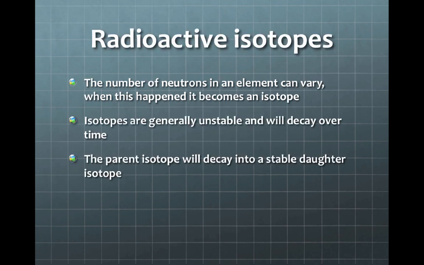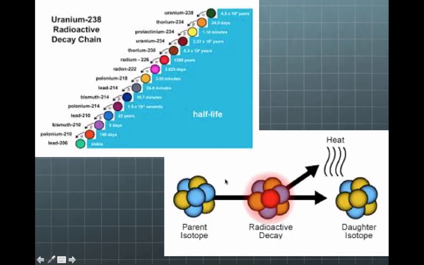Radioactive isotopes are atoms where the number of neutrons in an element is different than what it should be. The number of neutrons can vary, and when this happens, it becomes an isotope. Isotopes are generally unstable and will decay over time. The parent isotope, or original isotope, will decay into a stable daughter isotope. In this picture here, we have a parent isotope undergoing radioactive decay, either gaining or losing protons, releasing energy, becoming a daughter isotope. Our most common example is uranium-238.